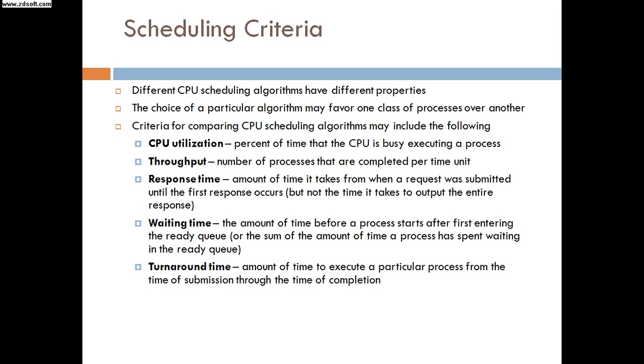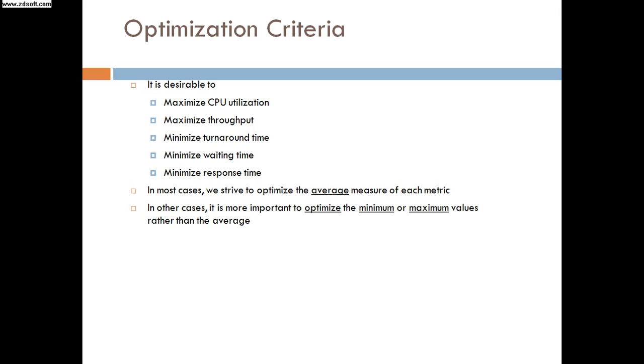Waiting time is the amount of time before a process starts after first entering the ready queue, that is, the sum of the amount of time a process has spent in the ready queue. And the last criterion is turnaround time, that is, the amount of time to execute a particular process from the time of submission through the time of completion. So these are the various scheduling criteria for comparing different CPU scheduling algorithms.